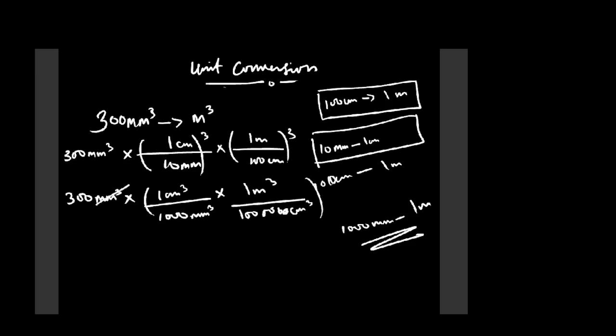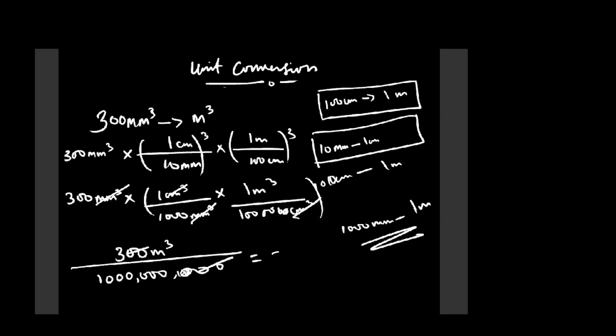So millimeter cube would cancel millimeter cube, centimeter cube would cancel centimeter cube. I will therefore have 300 meter cube divided by 1 billion. So this and this would cancel. I therefore have 3 meter cube divided by 10 to the power of 7. Yeah, that's 10 million.